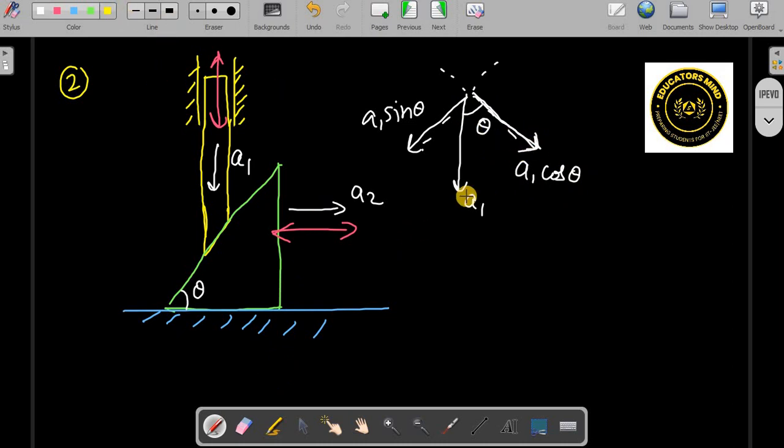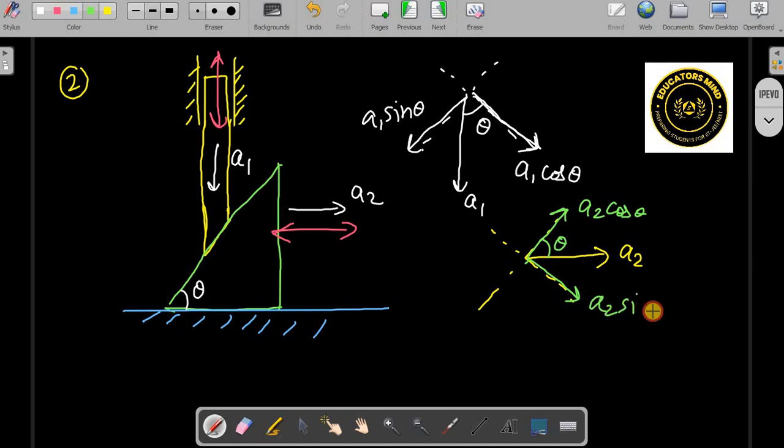Now if you take this wedge, acceleration in this direction is a2. Here also we should try to draw this surface and perpendicular to this surface. So resolve like this. Again this is theta, so this will be a2 cos theta and this will be a2 sin theta. Again here the constraint relationship means a2 sin theta and a1 cos theta must be equal.